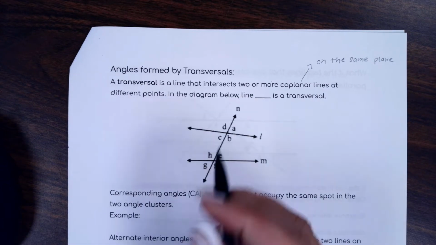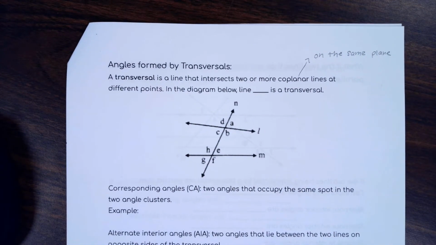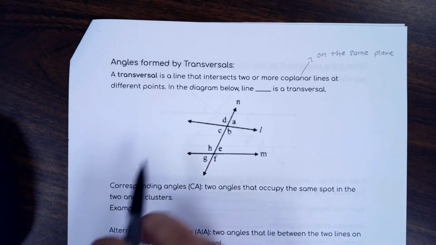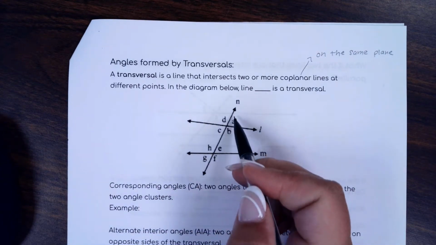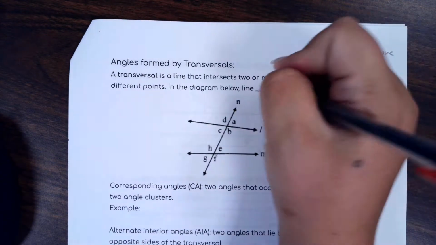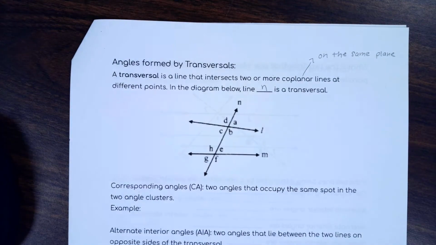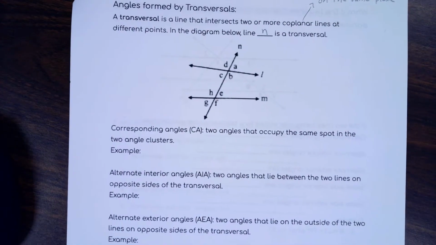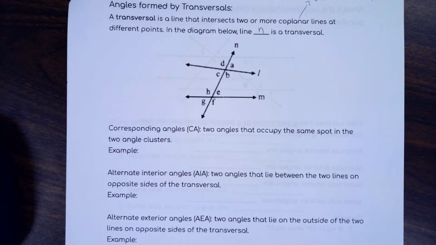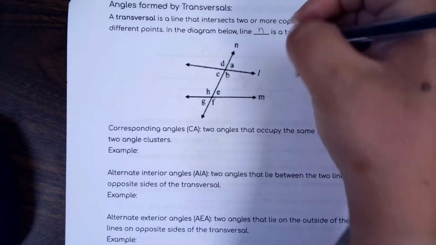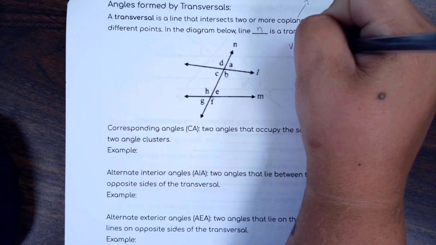In the diagram below, which line is a transversal? So we have two lines here. N is coming through and intersecting, so N is our transversal. When this happens, there are a bunch of different angles that are formed. There's three that we already know, so let's talk about those first.